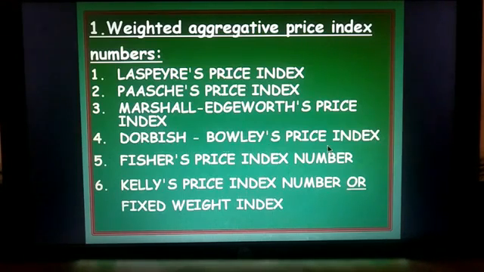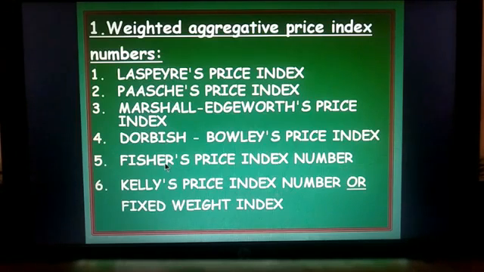Then Dorbish-Bowley suggested that, as we will already have calculated Laspeyres' and Paasche's price index numbers, we can take the average of these two. That means an index number calculated using Laspeyres' price index number plus Paasche's price index number divided by 2. The arithmetic mean of these two is suggested by Dorbish-Bowley's price index number. And then Fisher's price index number.